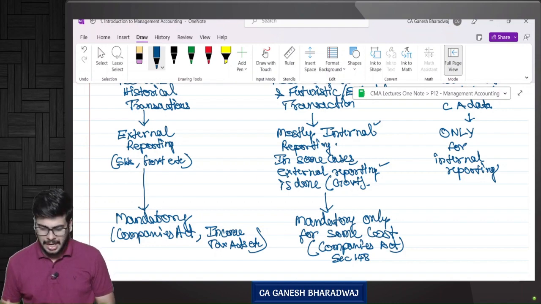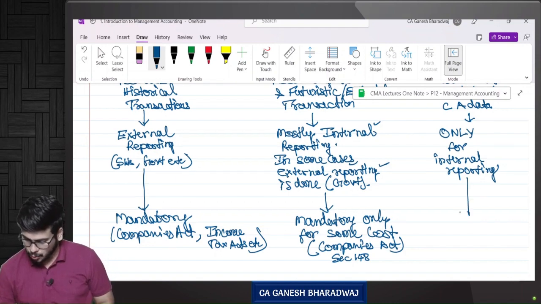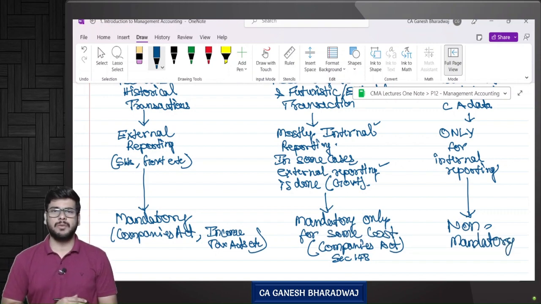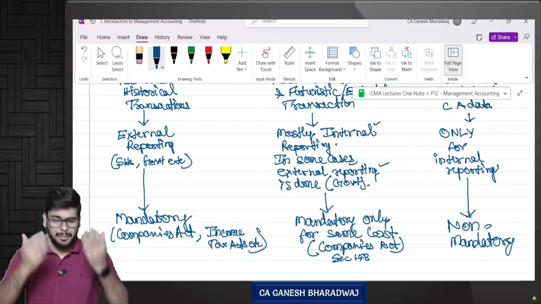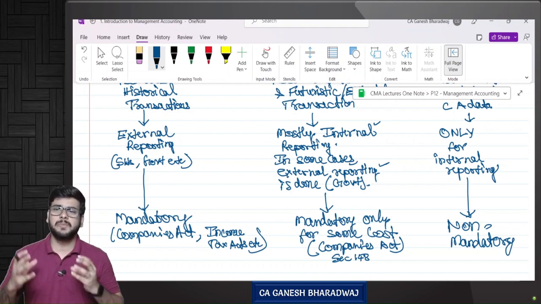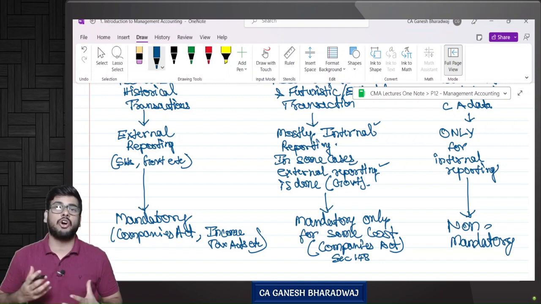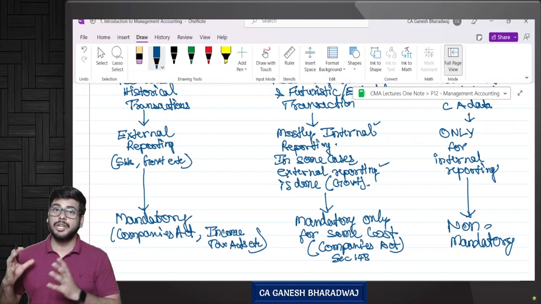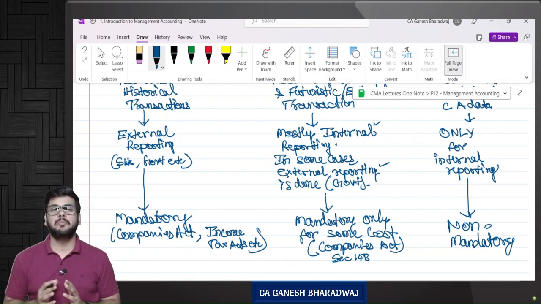Now, management accounting, if you see, it is absolutely non-mandatory. Meaning what? There is no specific legal requirement for you to maintain management accounting records. There is absolutely no legal requirement for a company to maintain their management accounting records.